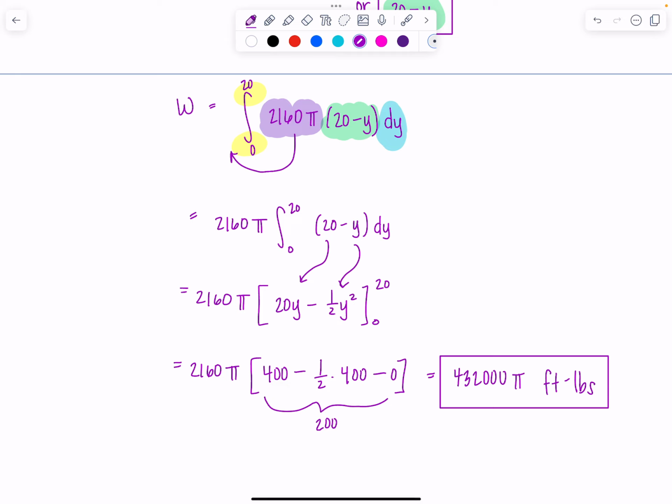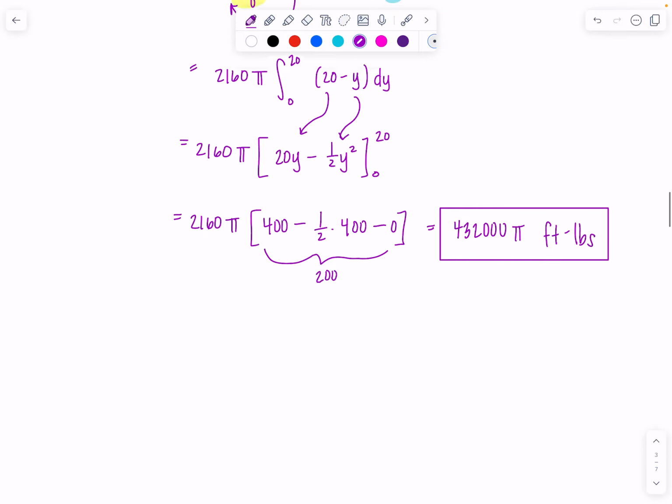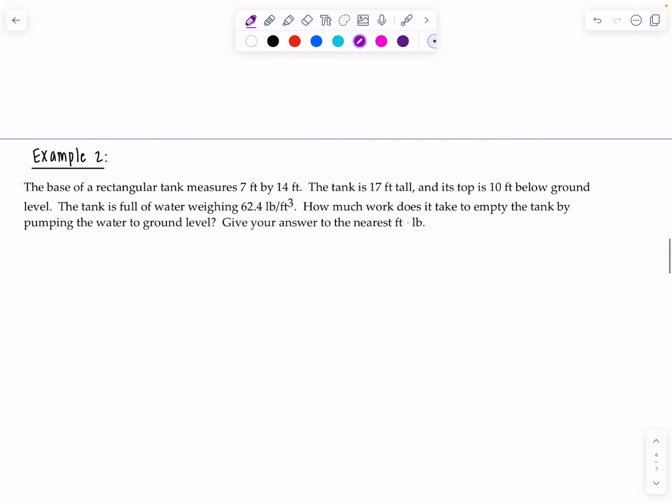Very good. How was that one? We'll do a few more, so don't fret. This was just you getting started. We'll do another pretty straightforward one. Here we go. Example 2.